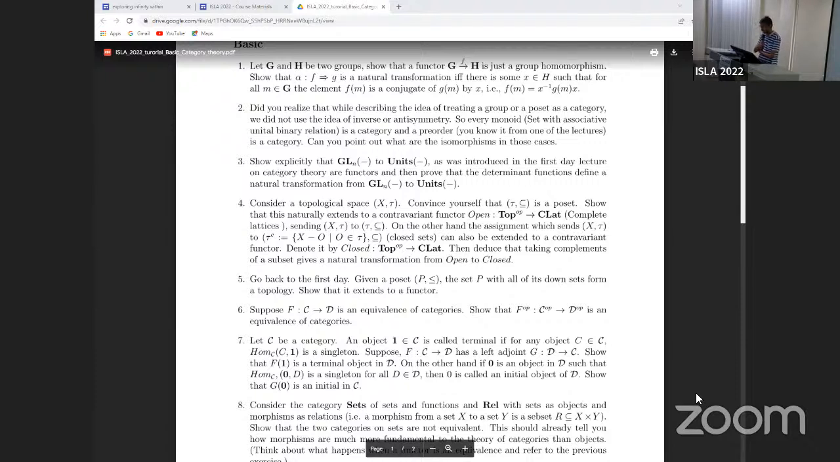So therefore, if you start with an object A of C op, then you already know what to do with objects because F is given. F is from C to D. So you map it to FA. Okay. FA is an object of D, but objects of D op and objects of D are the same. Okay, so that is the object to object map.